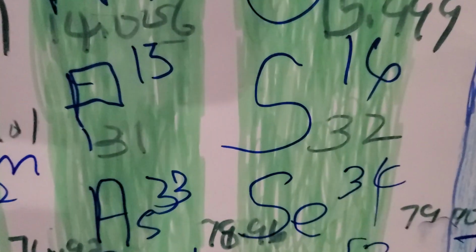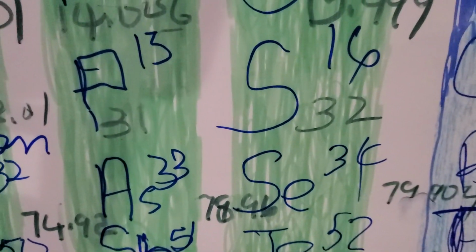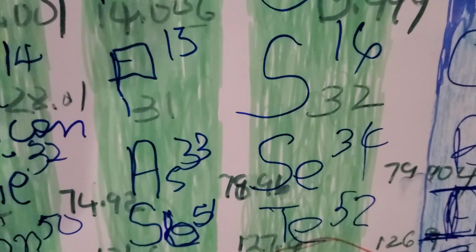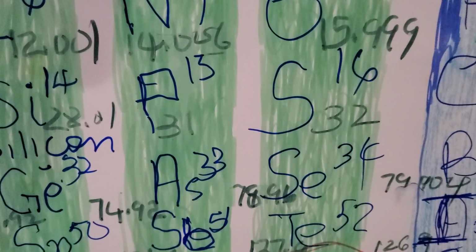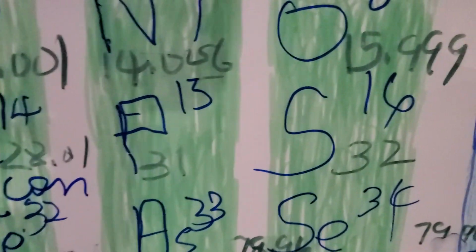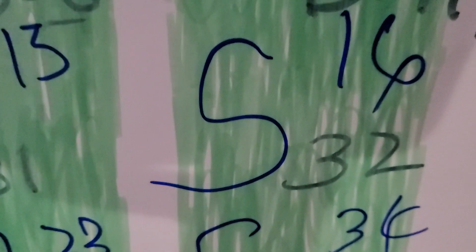and atomic mass of 32. S, 16, 32, and therefore the electronic configuration would be neon 3s2 3p4. Neon 3s2 3p4. That's the sulfur there.